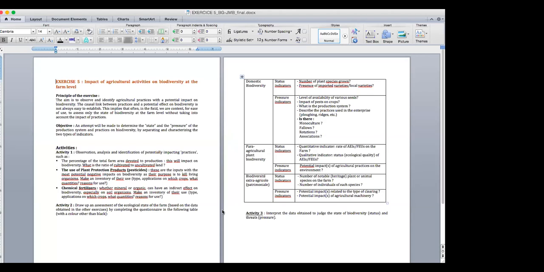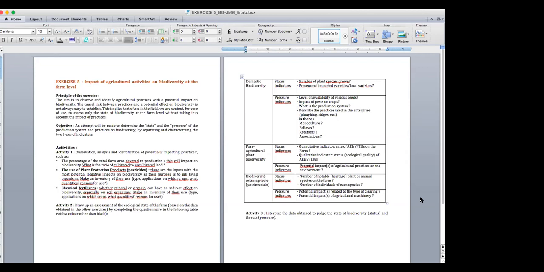So remember that we talked about the coefficient ratio. So we are also using this formula to get the area at which you are actually cultivating and the area that you have as a natural resource or natural environment. So these are the areas that you have to measure in the first assignment. Then the second assignment, which is exercise 5, is more of observation and analysis.